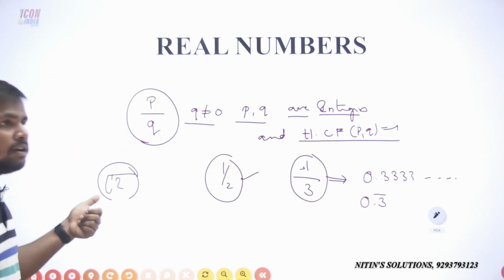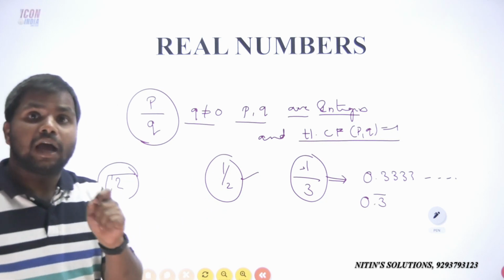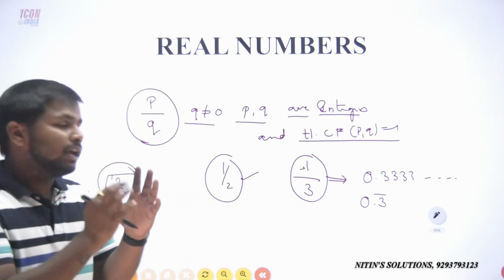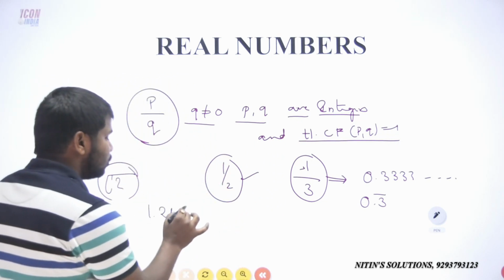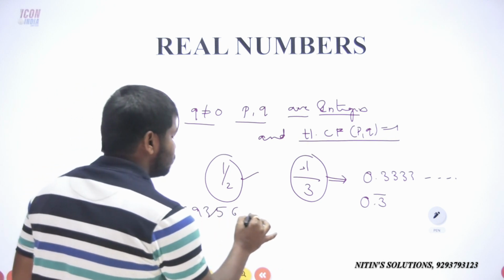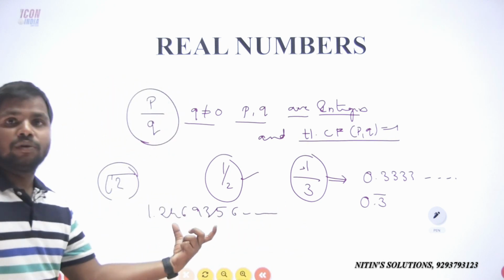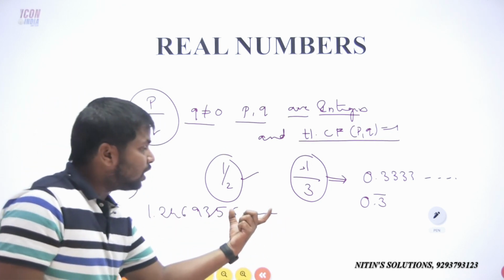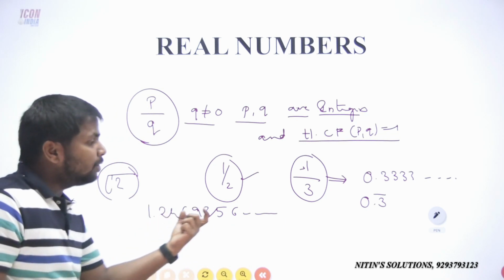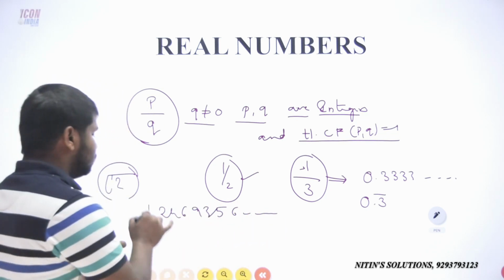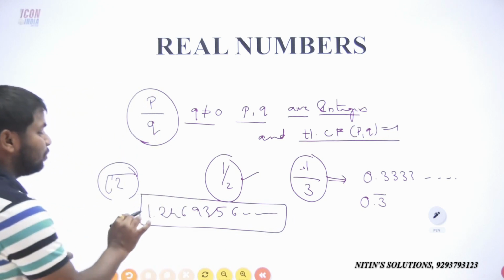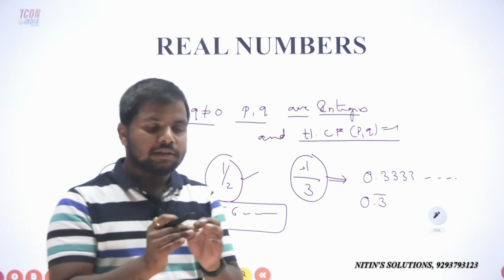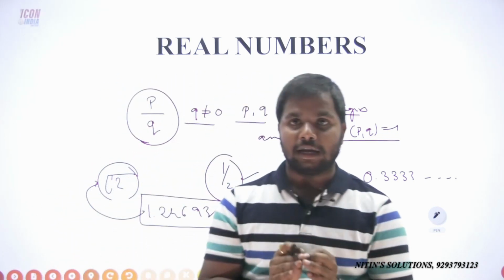So what are the irrational numbers then? The irrational numbers are only the numbers that are non-terminating and non-recurring. For example, 1.2469356 and so on. Whenever you observe this number, the value is non-terminating, which means it doesn't have any end value, and the digits are not repeating either. These kinds of numbers are irrational numbers, and we cannot represent them exactly on the number line.